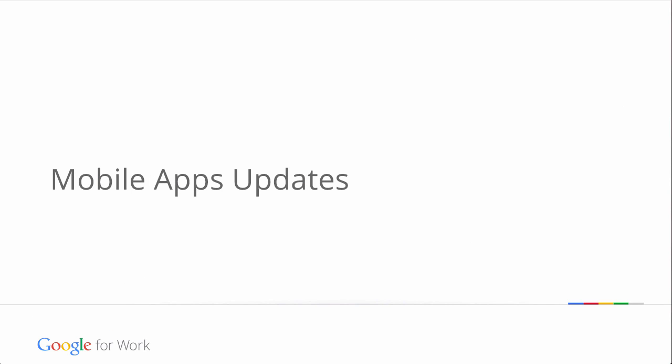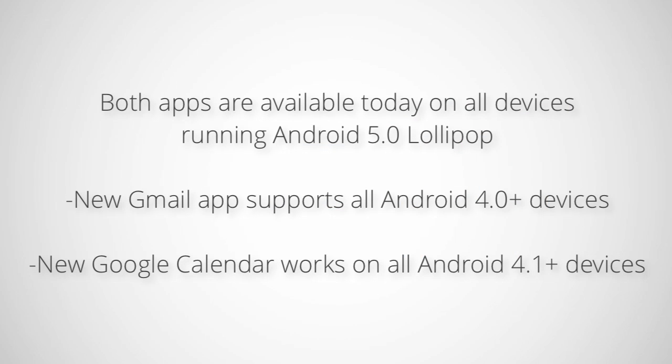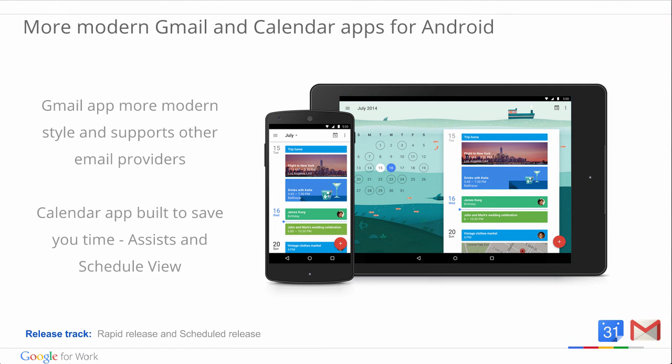I'll finish up with some brief updates to the mobile apps, starting with more modern Gmail and Calendar apps for Android. Email and scheduling are two of the most commonly used tools at work, and Gmail and Google Calendar have been at the core of helping our apps customers get things done. The new Gmail app on Android has a more modern style, sleeker transitions, and supports other email providers, while the new Google Calendar app on Android was built to save you time and help you make the most of every day. Both apps are available today on all devices that are running Android 5.0 Lollipop. The new Gmail app supports all Android 4.0 Plus devices, while the new Google Calendar app works on all Android 4.1 Plus devices. We're also working hard on versions for iOS devices.